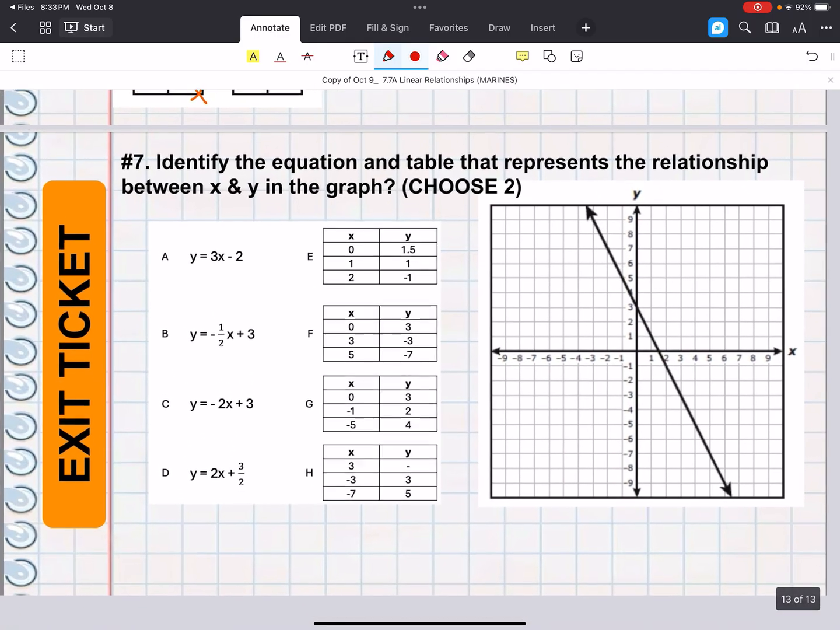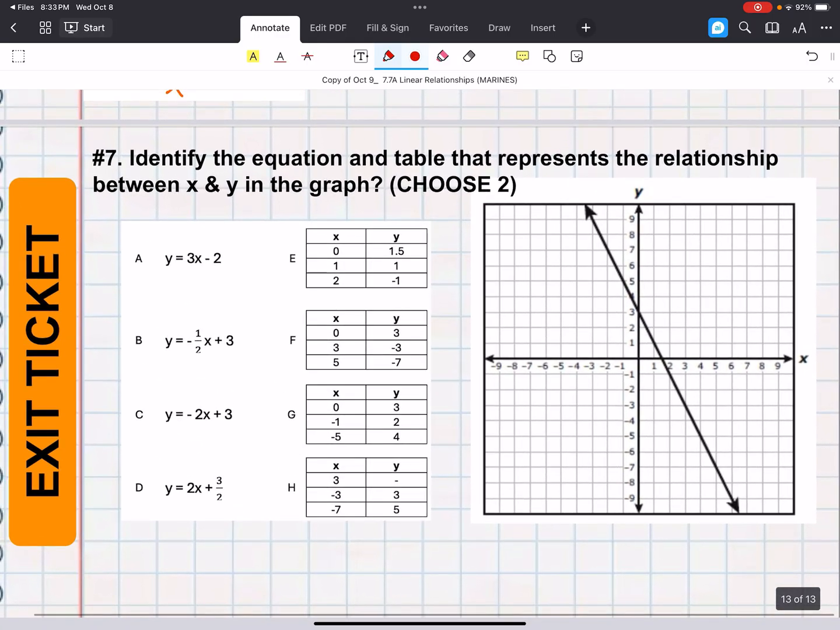Okay, for your exit ticket, same thing again. If you want to pause the video and try the question out on your own, or if you just want to follow along with me, it is up to you. Now notice for this question though, it's telling you to choose 2 answers. This is a multi-select question and it's asking you to identify the equation and table that represents the relationship between x and y in the graph.